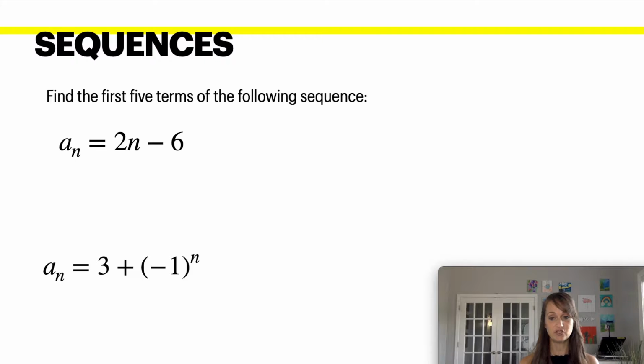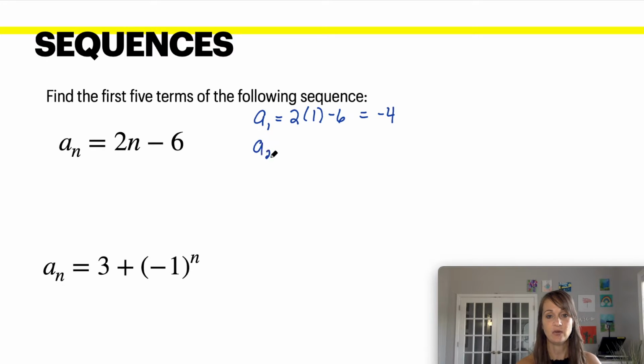So the first thing that you're going to be asked to do is to find the first 5 terms of the following sequence. They have given you a formula, and what they want you to do is to plug in to figure out what the first 5 terms are. Positive integers start with 1. So if I want to know what a of 1 is, meaning I am plugging 1 into n, 2 times 1 is 2, minus 6 is negative 4.